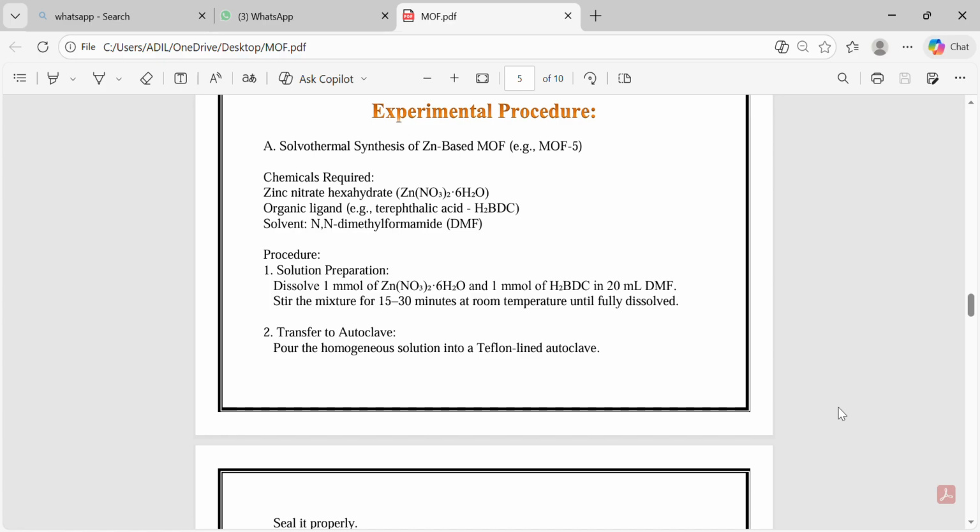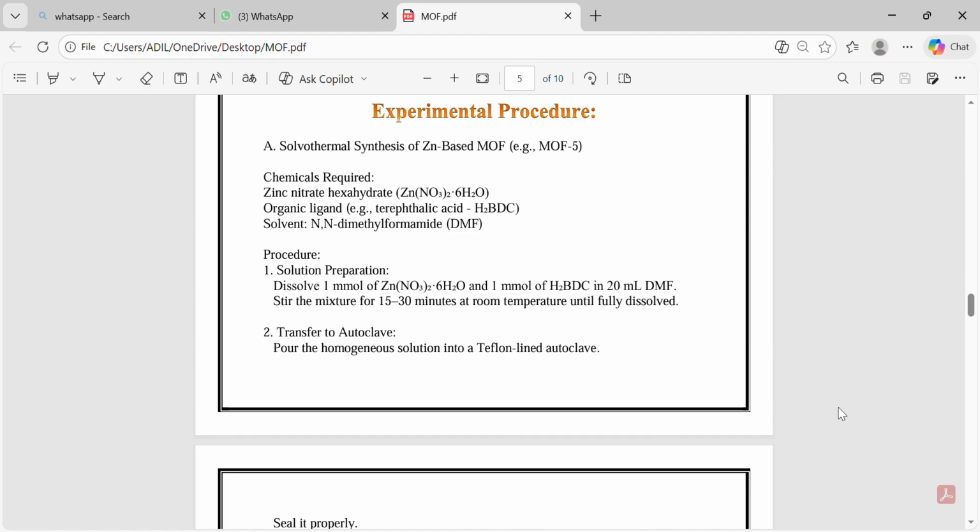Now we can follow the steps. The first is the solution preparation. In this we mix 1 mmol of zinc nitrate and 1 mmol of H2BDC in 20 mL DMF. Stir for 15 to 30 minutes at room temperature until everything is dissolved completely.